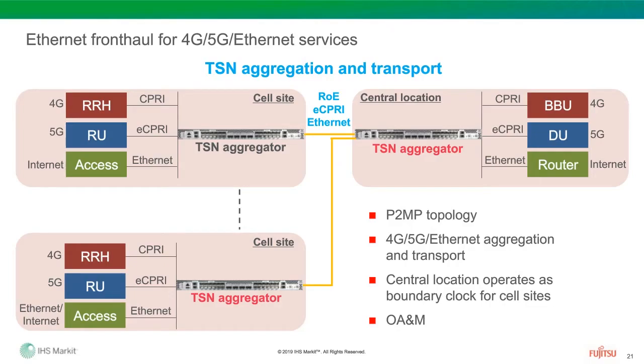Well, thank you, Richard. An example of an Ethernet fronthaul-based deployment using time-sensitive networking, or TSN, for 4G, 5G, and Ethernet services is shown here. The illustration depicts a CRAN architecture, a centralized RAN architecture of central hub location to multiple cell sites in a point-to-multipoint configuration. The central location is established as a boundary clock, passing timing and synchronization information to the remote cell sites. 4G CPRI service channels are encapsulated over Ethernet as radio over Ethernet transport.